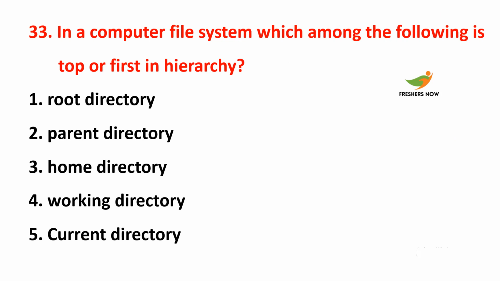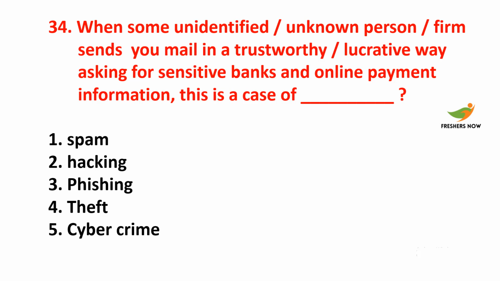33rd question. In a computer file system, which among the following is top or first in hierarchy? And the answer is option 1, root directory. 34th question. When some unidentified unknown person or firm sends you mail in a trustworthy or lucrative way asking for sensitive bank and online payment information, this is a case of? And the answer is option 3, phishing.